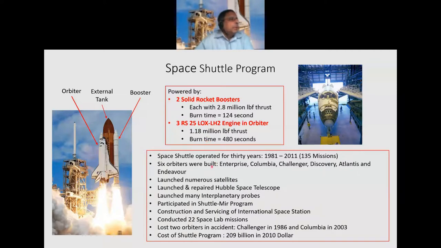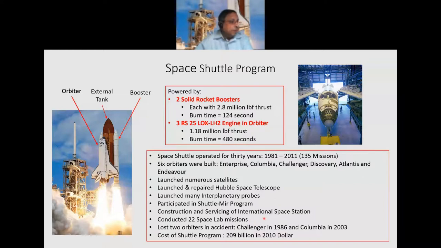So the space shuttle operated for almost 30 years, 135 missions. There were six orbiters. It launched numerous satellites, launched and repaired the Hubble Space Telescope, launched many interplanetary probes, and participated in the Shuttle-Mir program. Mir is the Soviet space station, and the shuttle was mainly used to construct the International Space Station. And it carried 22 Spacelab missions.